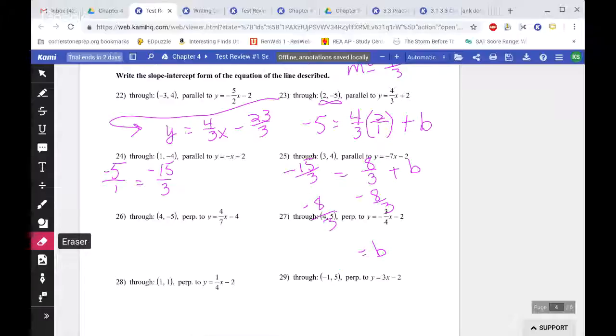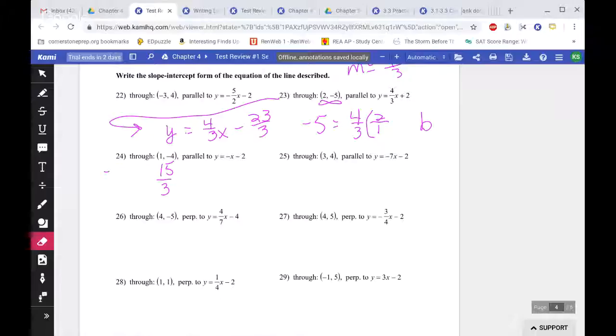Do you all want me to keep working through these or move to the study guide? What would you like me to do? Could you do number 26? I can do number 26. And then, Annabella, you said something too. What did you say? I said, can you do some of the perpendicular ones? But that's what she wants you to do. Can you do number 24? Oh, okay. All right. Great.